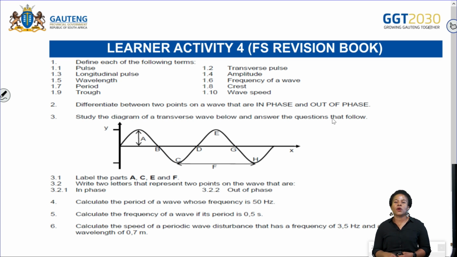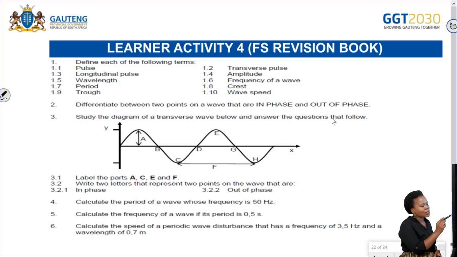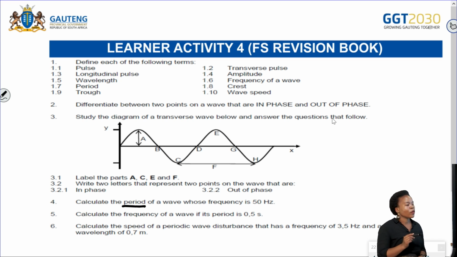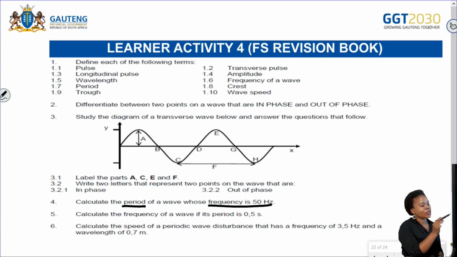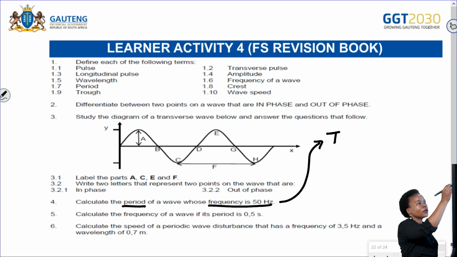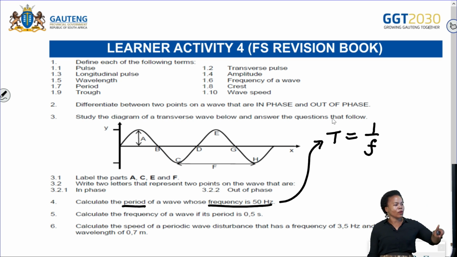Okay, number 4, calculate the period of a wave whose frequency is 50 hertz. How nice is this? You're calculating a period of a wave and you are told the frequency. So that means you just simply say period is equal to 1 over frequency. Frequency that is given to you is in correct unit. Substitution, answer with units. Right.